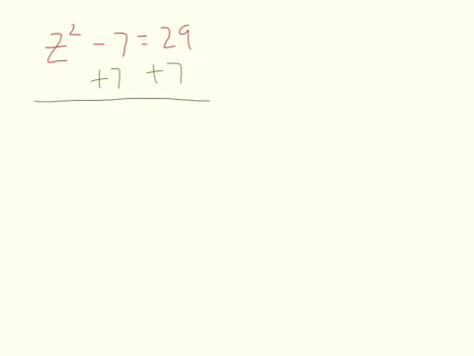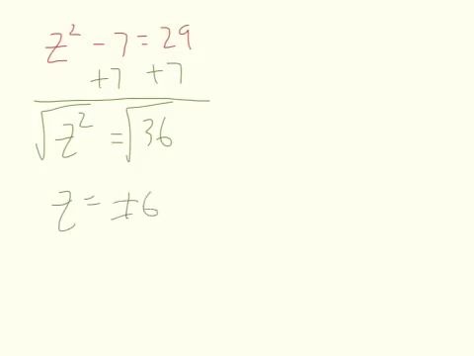I'm going to attempt to solve this by isolating the squared term. So I'm going to get everything away from the squared term. The squared term is z squared. So I add 7 to both sides, and I end up with z squared is equal to 36. Now I want to undo the square because it's isolated. I undo it by taking the square root. Z is equal to plus or minus 6.